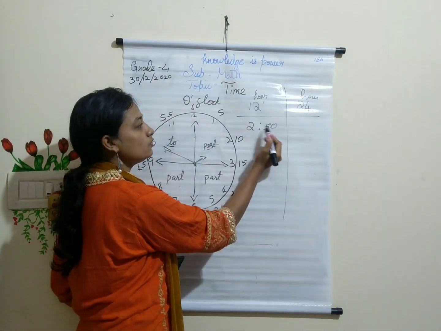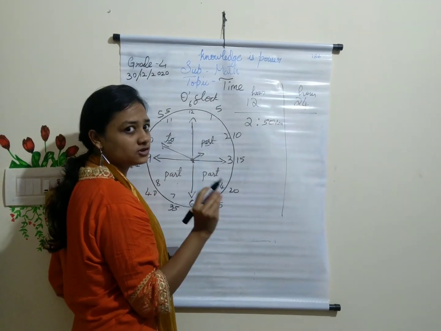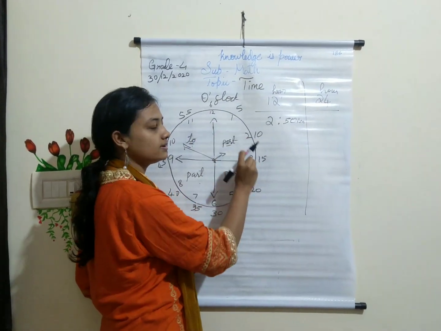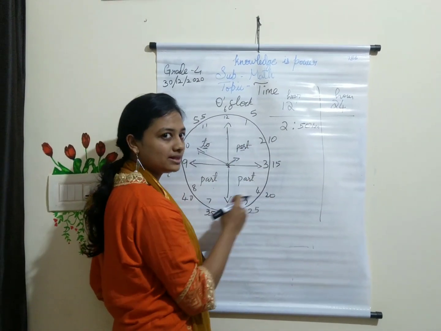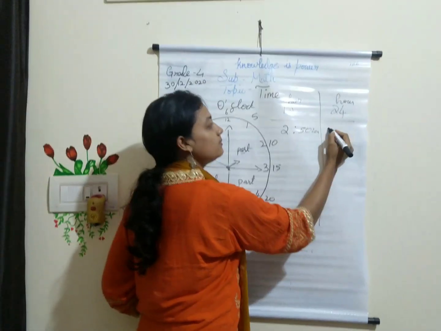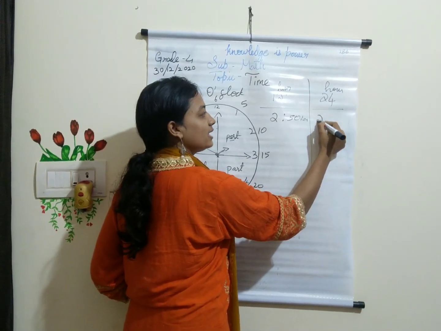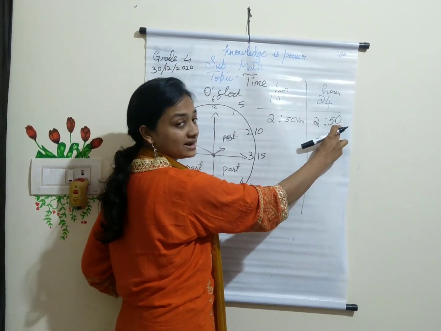Okay. So 2:50, this is AM. AM means it is the first round. It is just starting from 0 and 1, 2, 3. So the same timings will be in 12 hours and 24 hours also. In AM, the time doesn't change. So time is 2:50 only. For 24 hours, we don't write AM or PM.